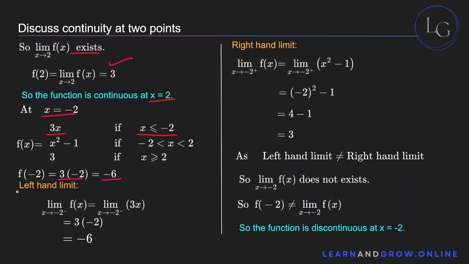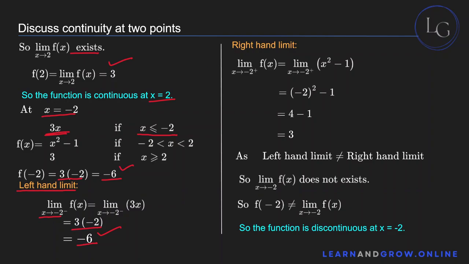Now, let's see the left-hand limit. How do you find it? Well, when you approach x from the left-hand side of negative 2, you'll use this 3x again, because when x is less than negative 2, you have 3x as the function. So any value below negative 2, negative 3, negative 4, negative 5, anything approaching from the left of negative 2. So that means 3 into negative 2, you get negative 6. So far, so good, right?